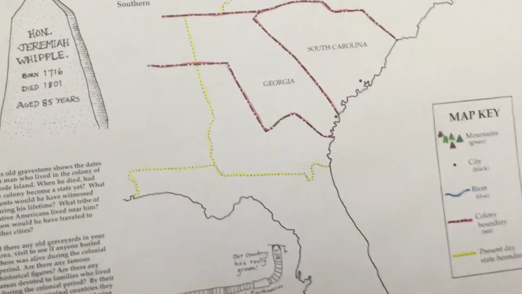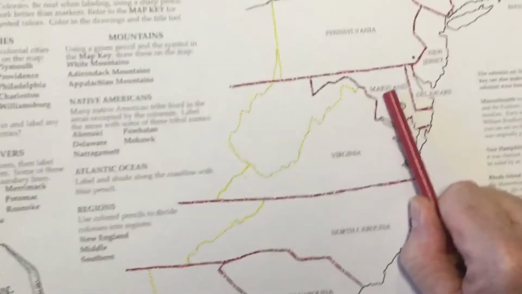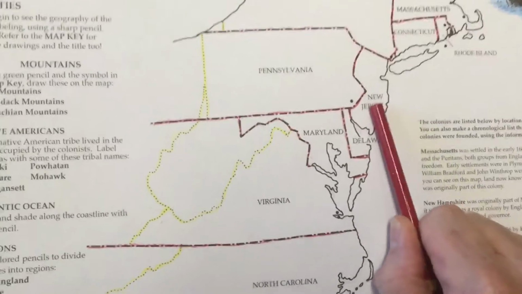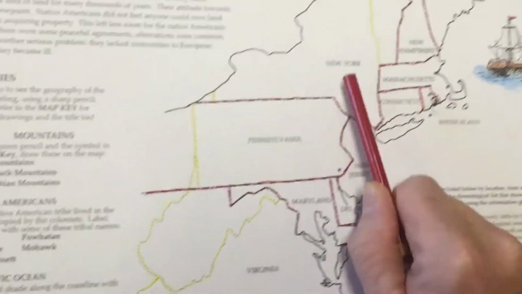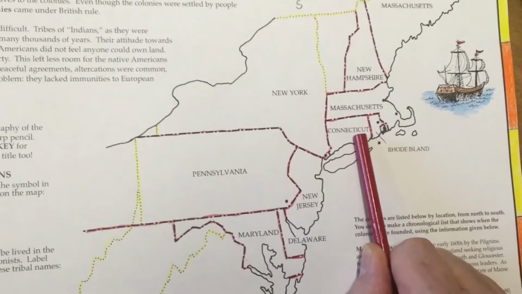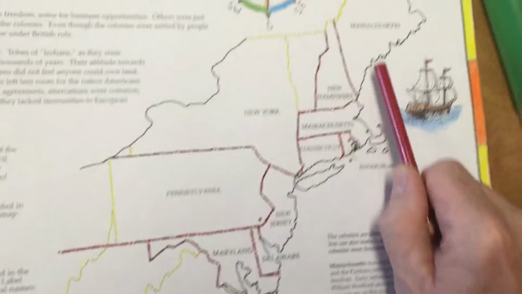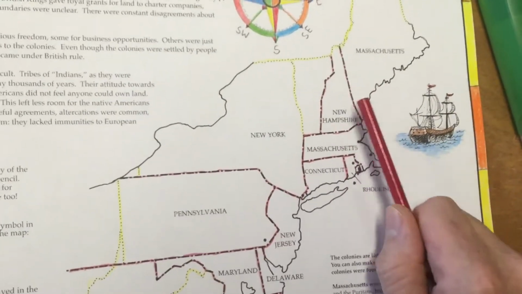Okay, so let's count the colonies real quick. Make sure we have all of them. 1, 2, 3, 4, 5, 6, 7, 8, 9, 10, 11, 12 Massachusetts, and 13 New Hampshire.